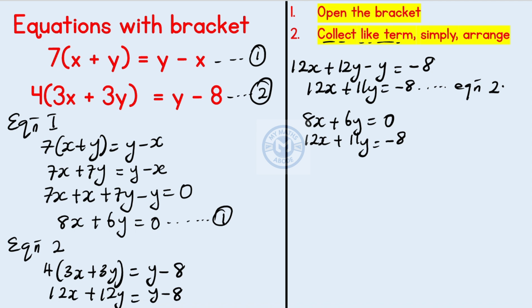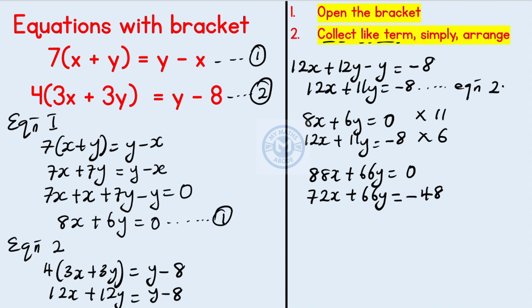So what am I going to do? I want to eliminate y. So I'm going to multiply here by 11 and multiply here by 6. This will be 88x plus 66y is equal to 0. And this will give me 72x plus 66y is equal to negative 48. The y I want to eliminate has a positive sign. So that means I'm eliminating with a negative sign. I'll have 88 minus 72 will give me 16x. This one is automatically gone.